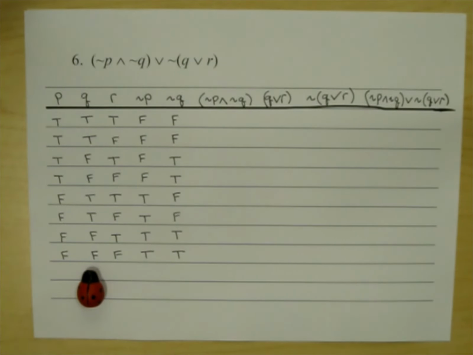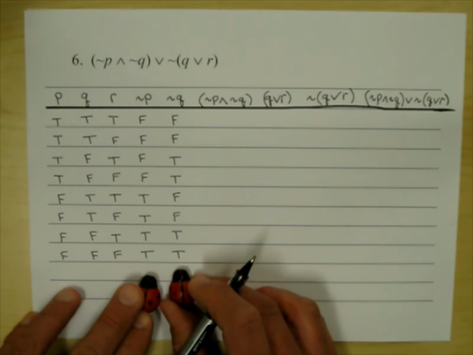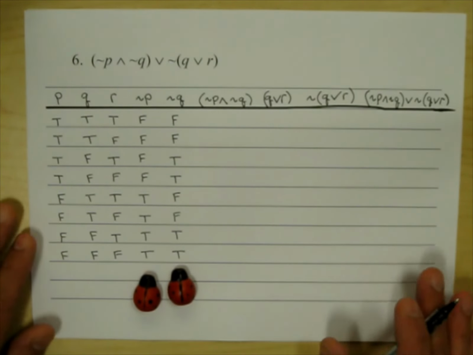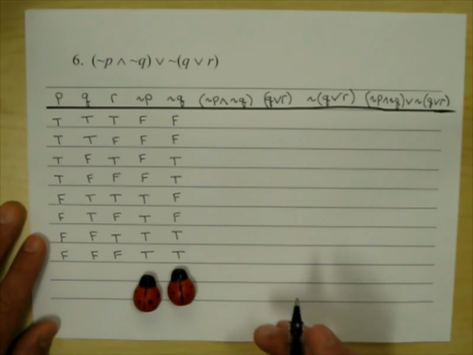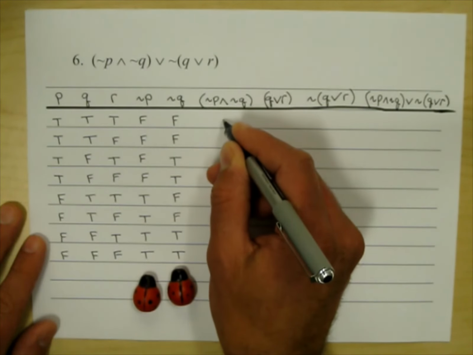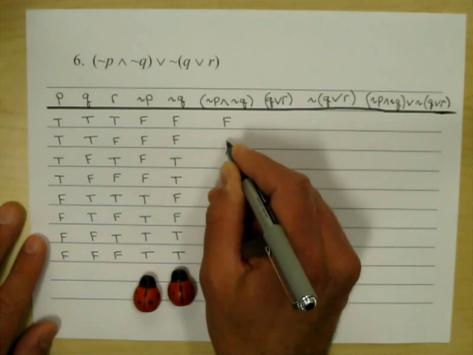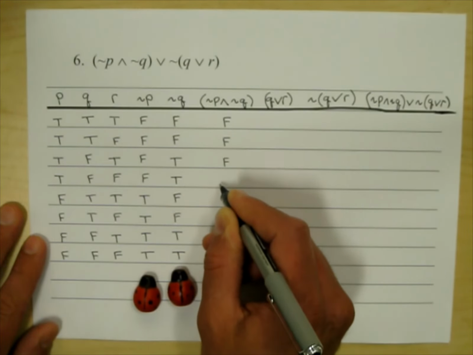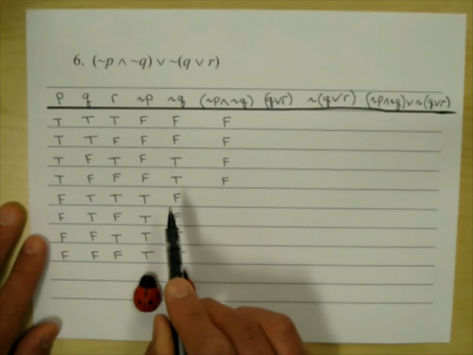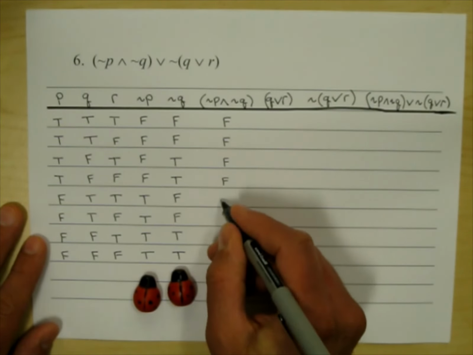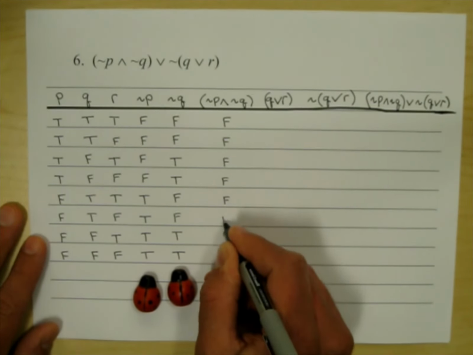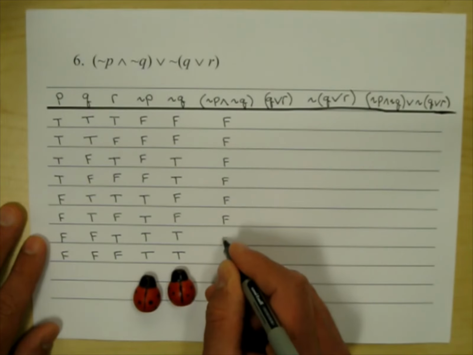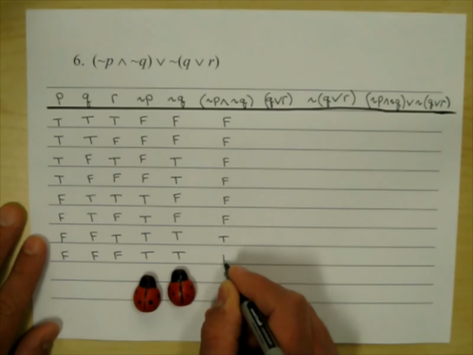Okay, now I'm going to AND the last 2 columns that I made. AND is strict. So look what happens. There's going to be a lot of falses here. False and false, false. False and false, false. False and true, false. False and true, false. I'm looking at these guys right here. True and false, false. True and false, false. True and true, true. True and true, true.